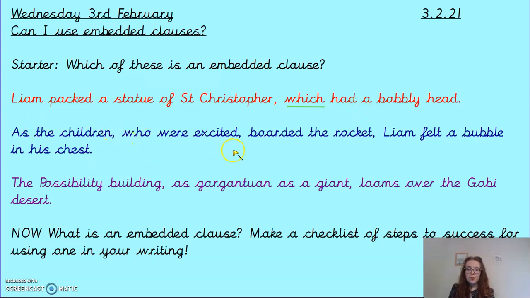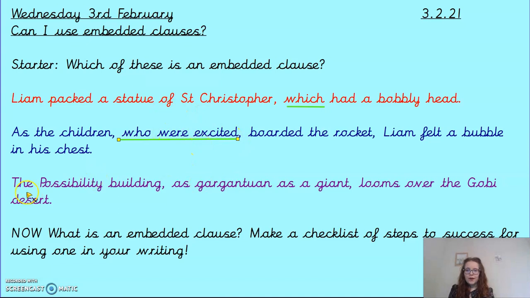Okay, as the children, who were excited, boarded the rocket, Liam felt a bubble in his chest. Okay, looking for that bit which you can take away and the sentence still makes sense. As the children boarded the rocket, Liam felt a bubble in his chest. Now this bit is our clause, but is it an embedded clause? Well, have a look at this key word. Now this is who, which is one of our relative words, which means this is a relative embedded clause. So we've got a relative clause. We've got a relative embedded clause.